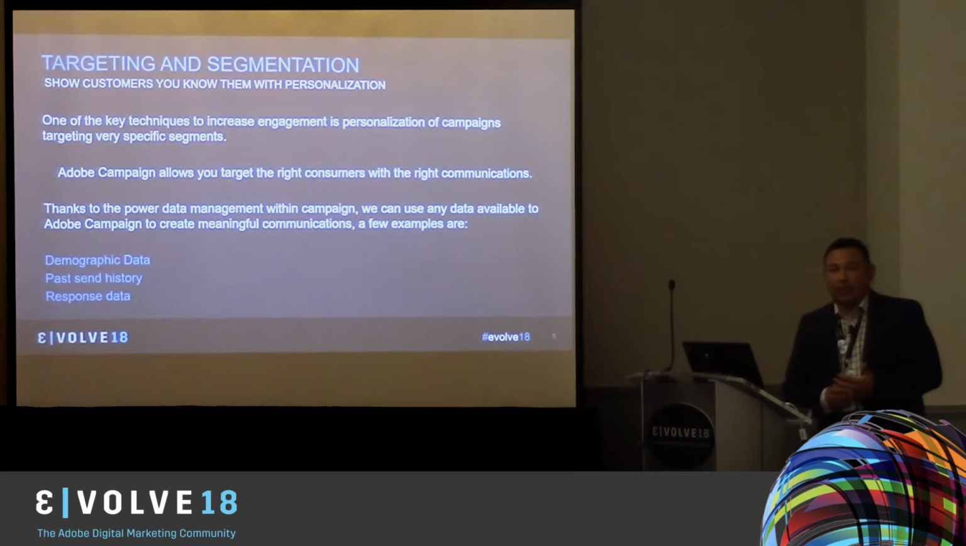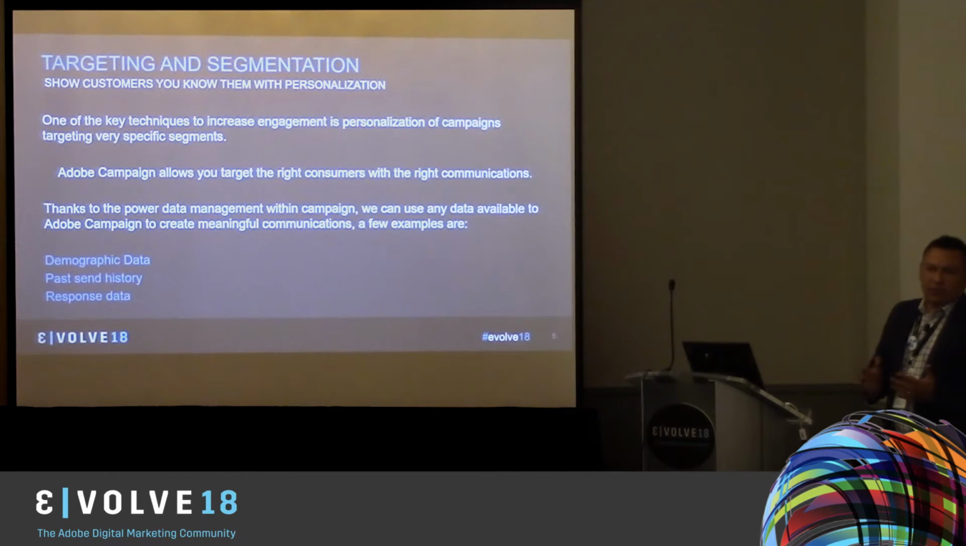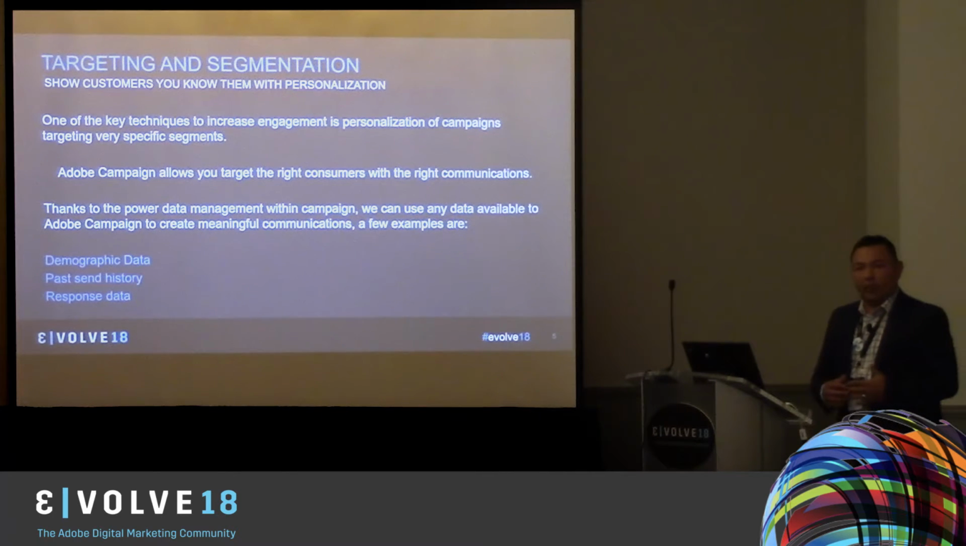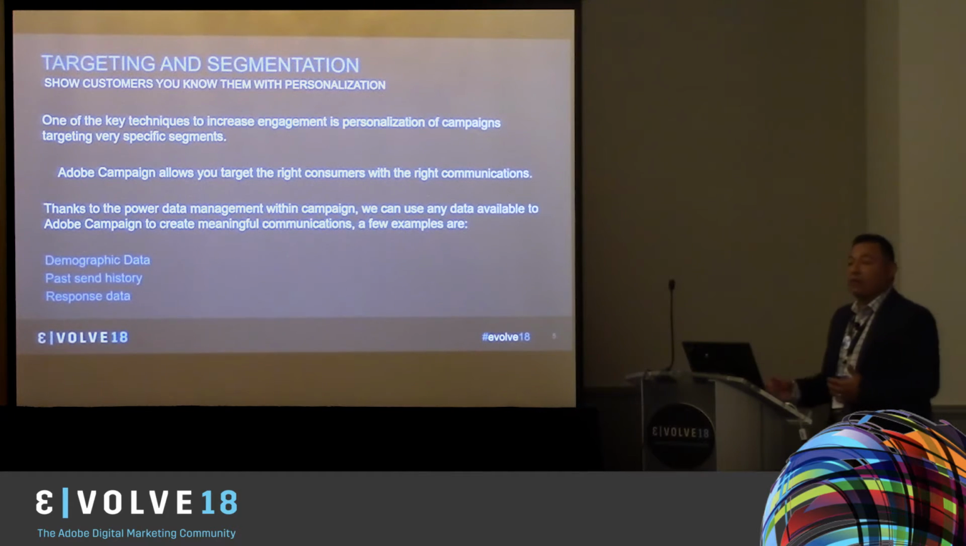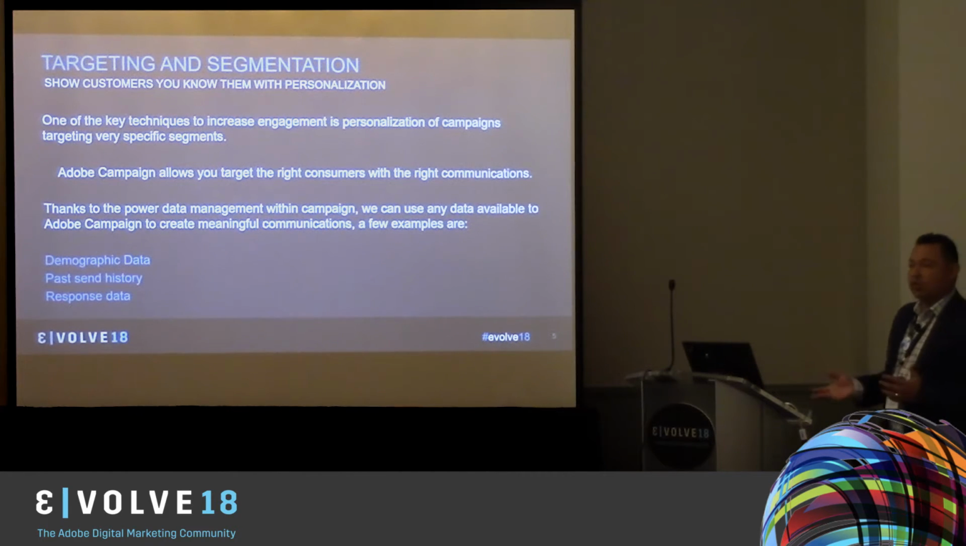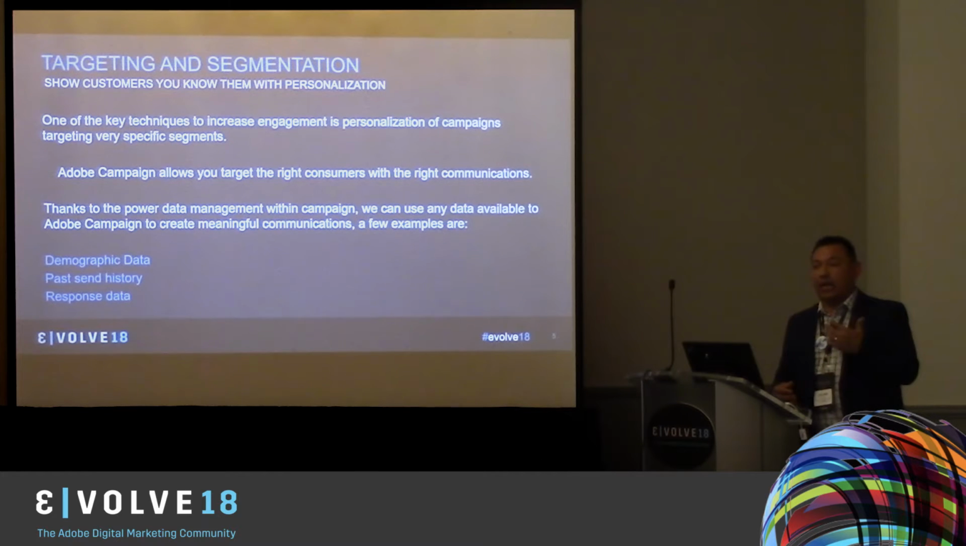Past send history. You're sending customers campaigns every week, every month. You don't want to bombard them or tire them with emails and content every single week or month. So the campaign can set up rules to say, if you've already received 4 emails and you haven't opened them, let's give you a break. Let's not tire you with our messages, and let's continue with something better. Let's try to change the strategy to engage you better, right? That's how we get to understand our customers.